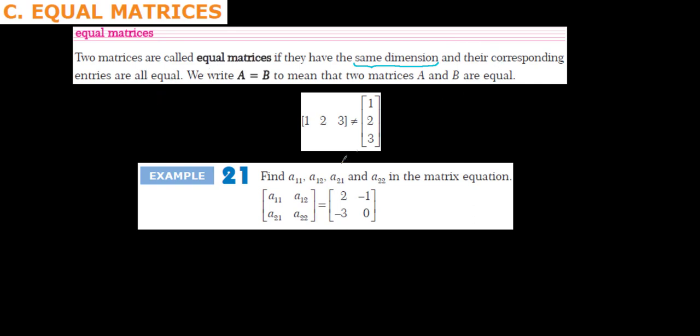Corresponding entries are equal means here the first row, first column, and first row, first column should be equal to each other. So if they are equal to each other, we write A is equal to B, meaning that the two matrices are equal to each other. Here, since the dimensions are not equal in this example, they are not equal matrices.